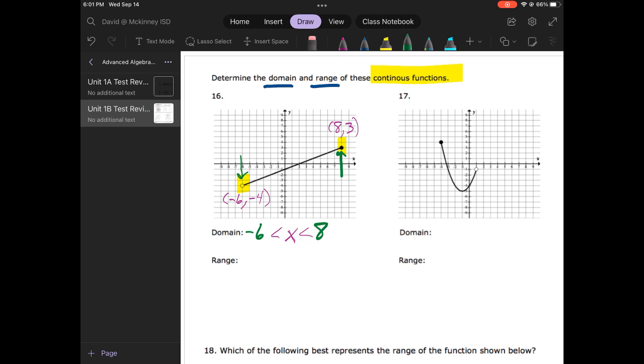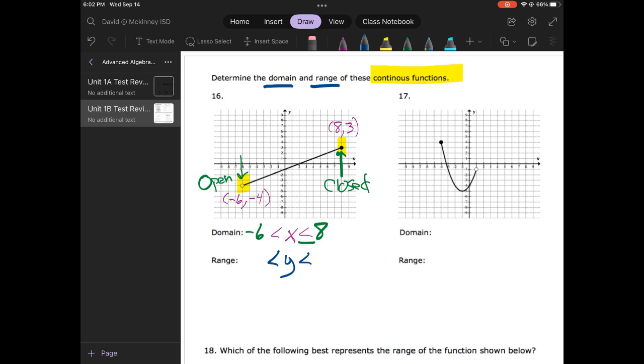On the other side, where I have an 8 as my highest value, it's all the way to the right on this particular function. That one is going to be closed. This circle on the left is open. The circle on the right is closed. So as a result of that, I will put a line under my inequality on the right-hand side because 8 is included in the domain, but I won't do that on the left. And so I have -6 is less than x, which is less than or equal to 8.